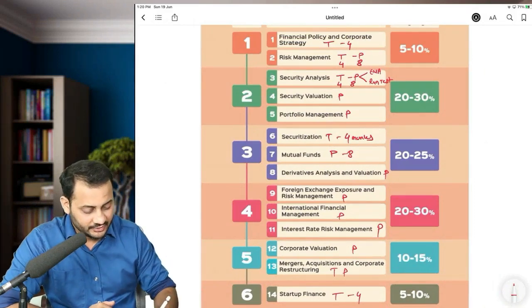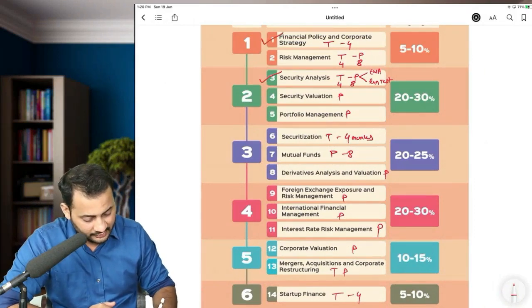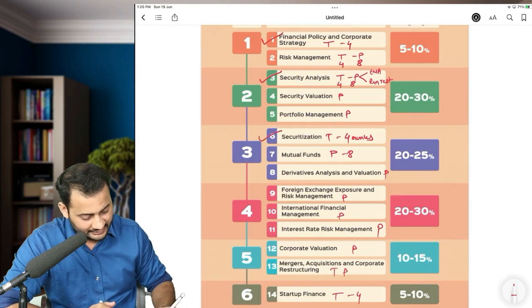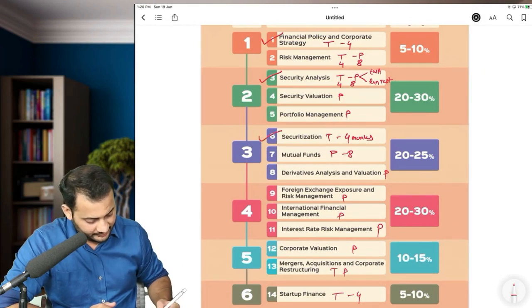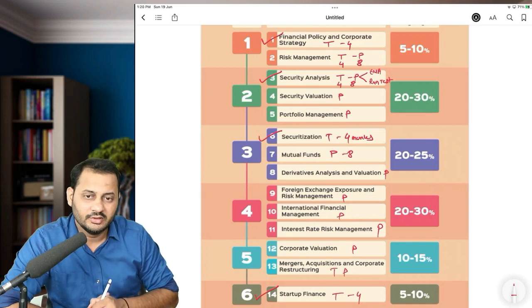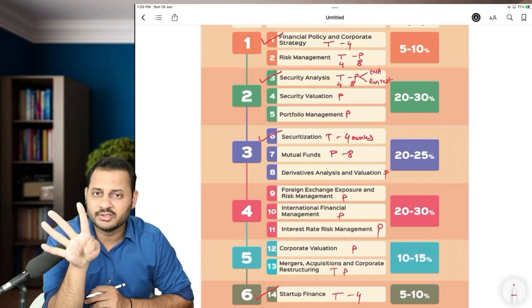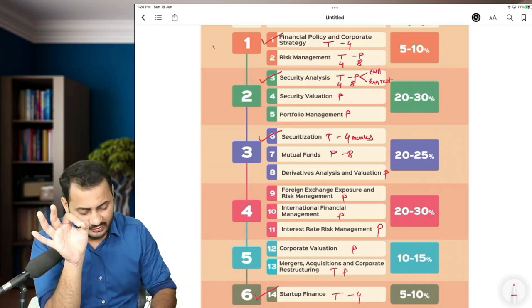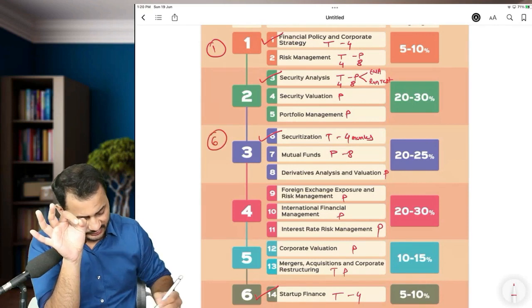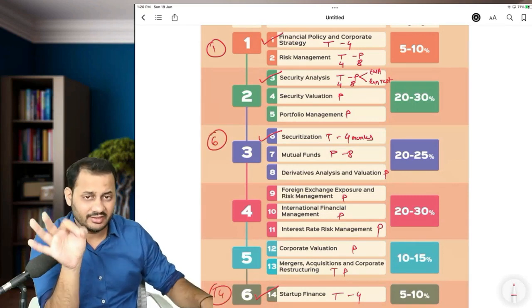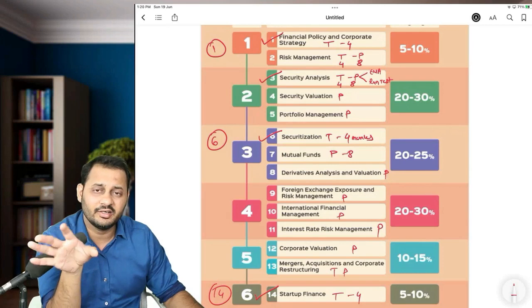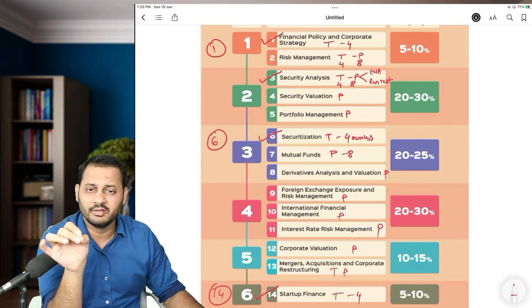Major theory chapters are first, third, then 6th and 14th. 4 major theory chapters are there. Out of that, the first one, 6th one and 14th one, mark these 3 chapters every time in every paper.